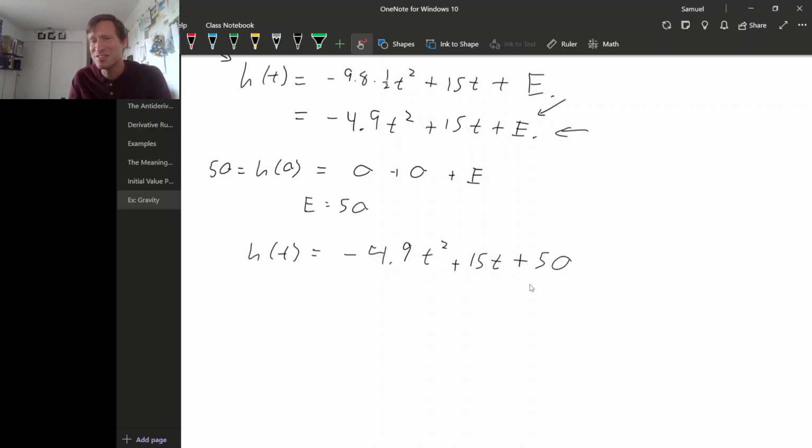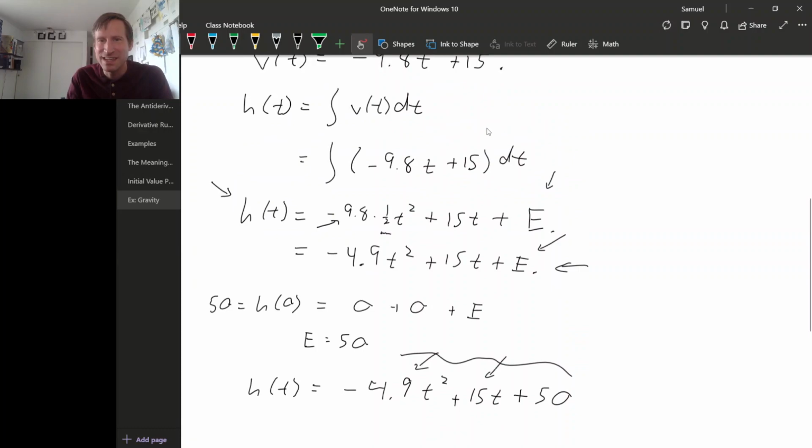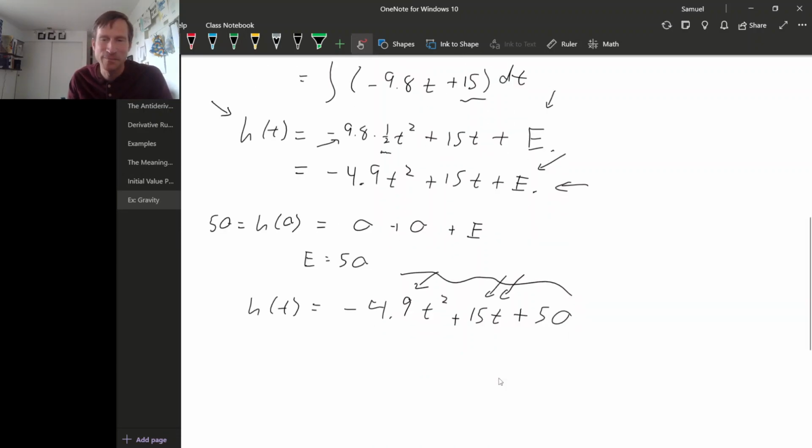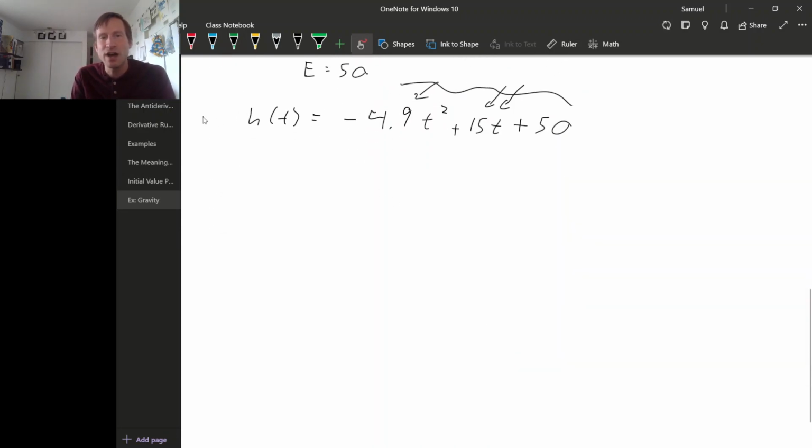If you've taken a physics class, this sort of thing might look very familiar, but now you see where all of these pieces come from. This minus 4.9, that's really half of the acceleration due to gravity, and that half came from this antiderivative. And this 15, well, that's just the initial velocity, but with one antiderivative, which creates the t that's sitting here. All right, so here's our height function. Remember, that was the first thing that we wanted to find, the height function.